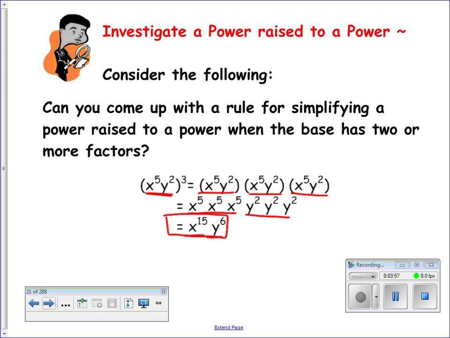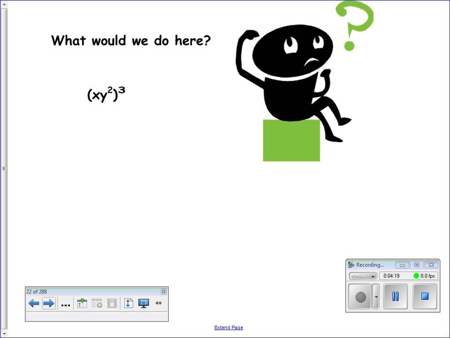We made up a shortcut, which was a rule. Whenever I have a power to a power, I am allowed to multiply the 2 exponents together. So, 5 times 3 gives me the 15. 2 times 3 is equivalent to 6. Let's try one more. If you're not sure, let's expand it out.